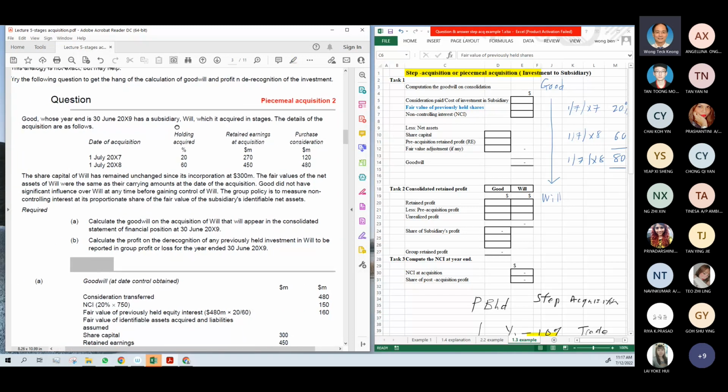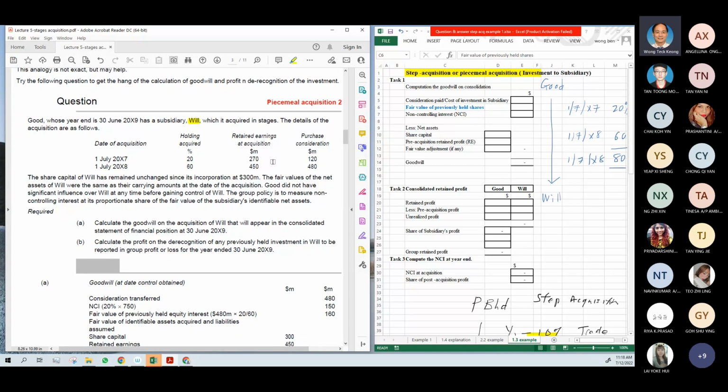So now what you can do is acquire in stages. This is step acquisition. What happened at 1st July X7? They acquired 20%. At the time the retained profit was 270 and they paid 120. Previously they bought it for 120.